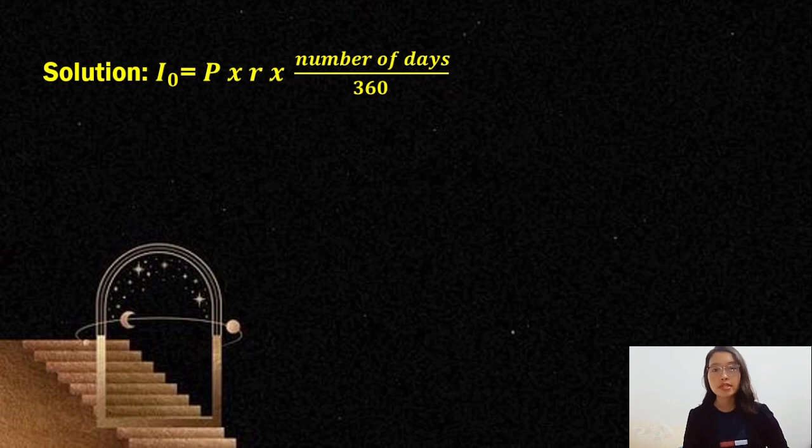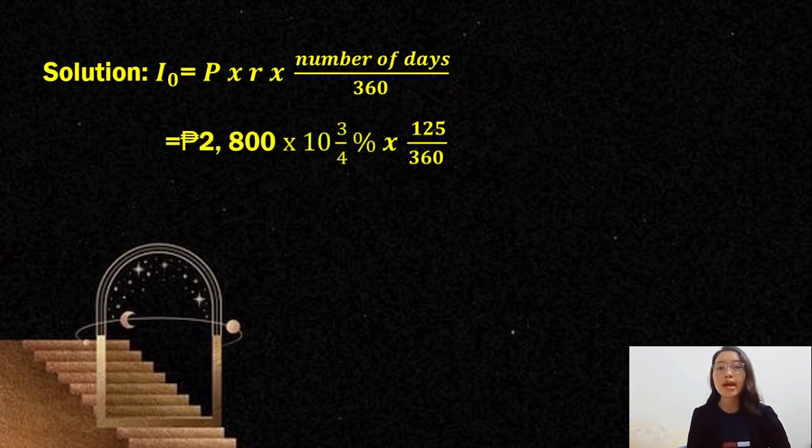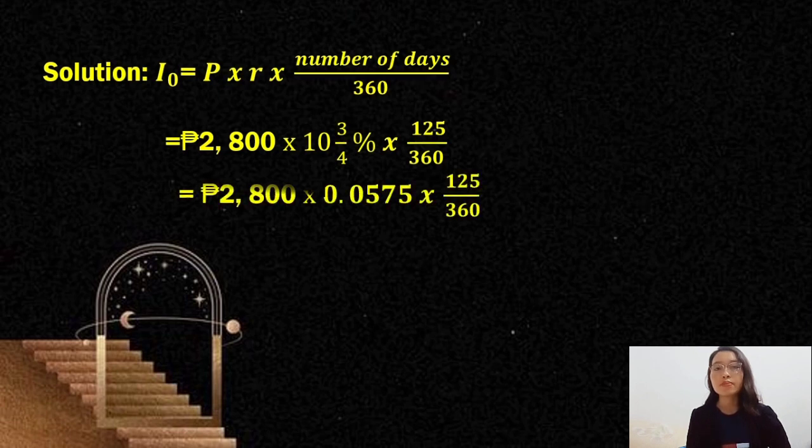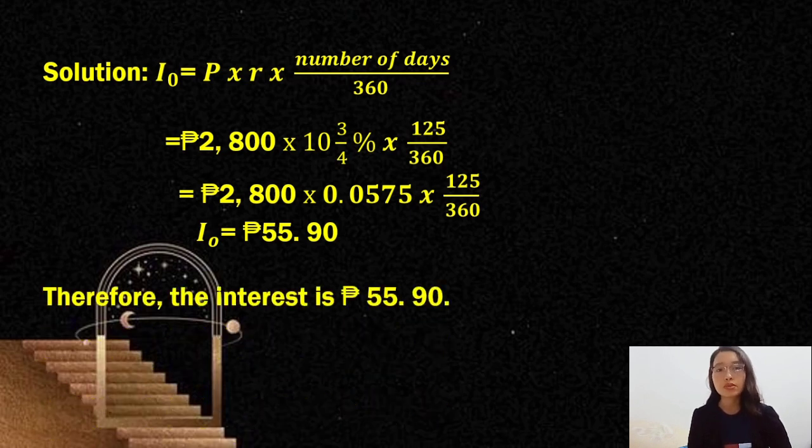So here's the solution to this given problem. Ordinary interest is equal to principal times rate times time, which is the number of days over 360. Substitute with the given values we have in the problem. We will have 2,800 pesos multiplied by 5 and 3/4% times 125 over 360, which is equal to 2,800 pesos times 0.0575 times 125 over 360. So our ordinary interest is 55 pesos and 90 centavos. So that is our answer, the ordinary interest.